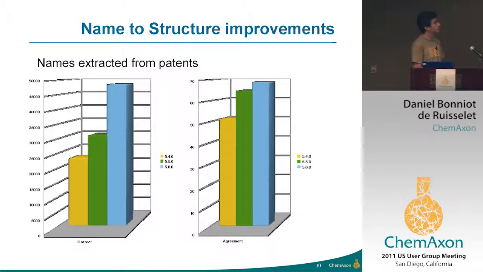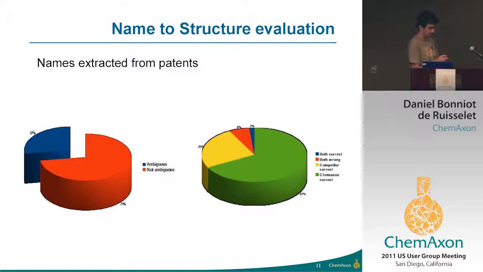So it means we have more than 30% of the cases where we don't generate the same structure as this competitor. And so the question arises, who is right? Basically, I took a random sample of those cases where we disagree, and asked chemists, what do you think? And so the answer was first that about a quarter of those cases were actually ambiguous.